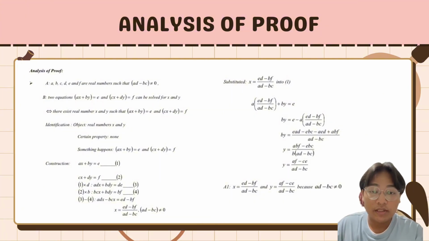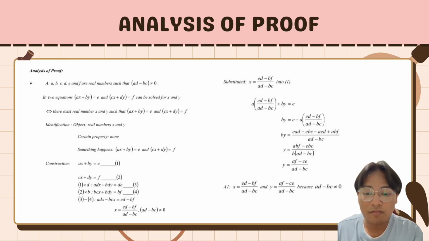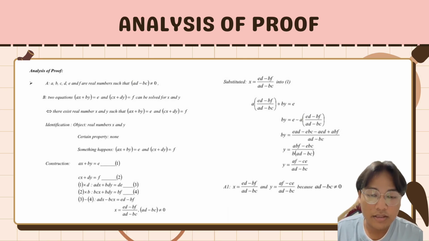So we start with our first equation, AX plus BY equals E, and the second equation, CX plus DY equals F. From the first equation we multiply by D and we get the third equation, and for the second equation we multiply by B and we get our fourth equation. From equation 3 minus equation 4, we get our X equals ED minus BF over AD minus BC.